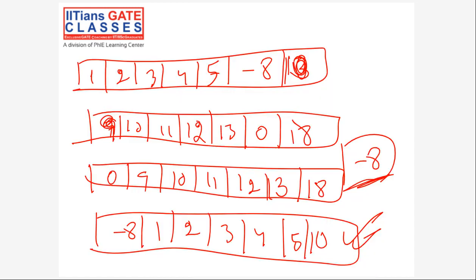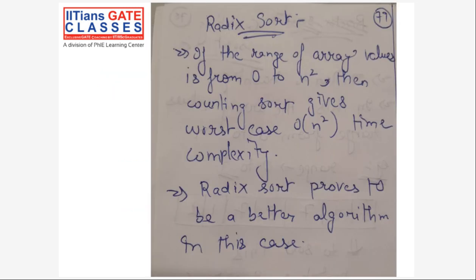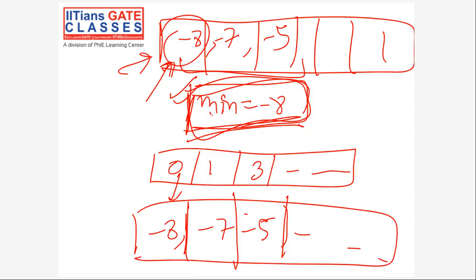Alright. So I hope things are clear to you. So after counting sort, we have radix sort. Now, can you tell me the problem with counting sort? Anyone? Or the limitation of counting sort? Forget about the problem. Can you tell me the limitation of counting sort?